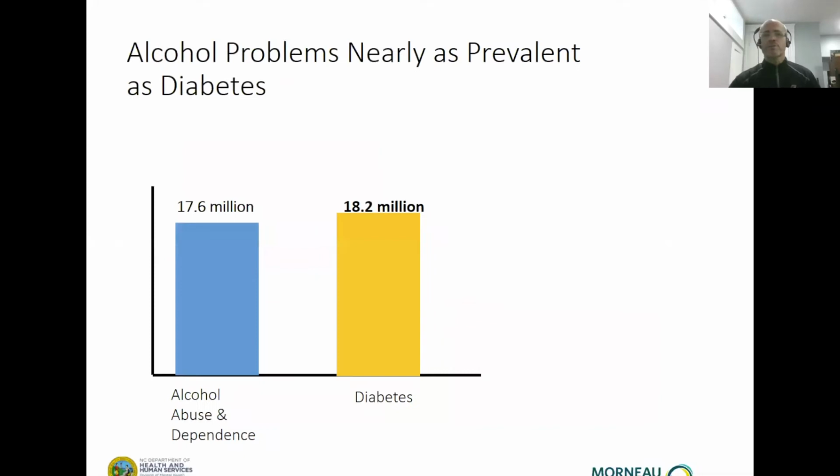The next 3 or 4 slides are just meant to show you where problem drinking still is in our world, in the US, just to give you some perspective. These are some older slides I kept in this training. Alcohol abuse and dependence, there's 17.6 million struck with this compared to diabetes, 18.2. It's almost as many, within a million.